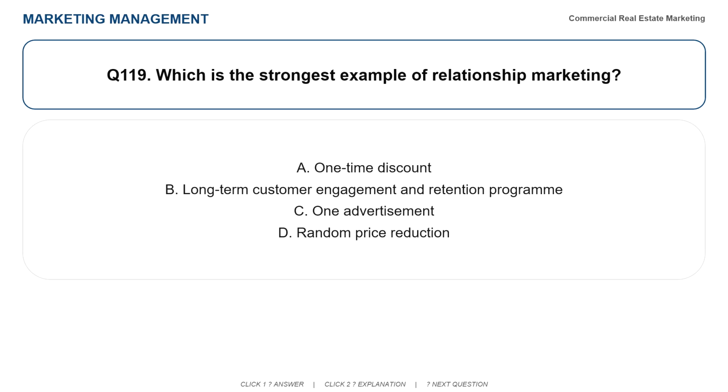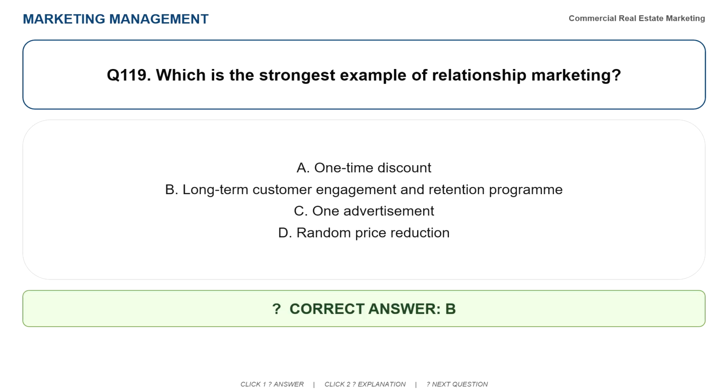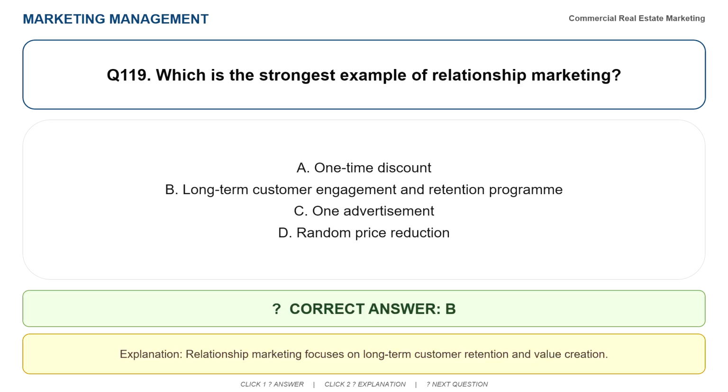Question 119. Which is the strongest example of relationship marketing? Option A, one-time discount. Option B, long-term customer engagement and retention program. Option C, one advertisement. Option D, random price reduction. The correct answer is B. Explanation. Relationship marketing focuses on long-term customer retention and value creation.